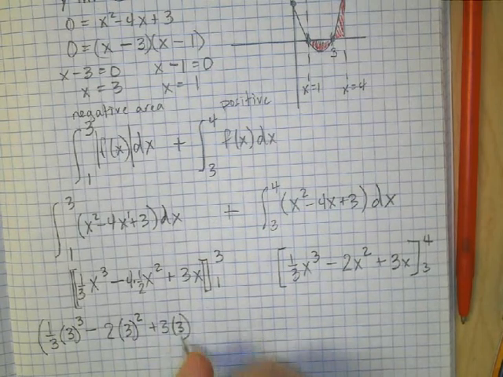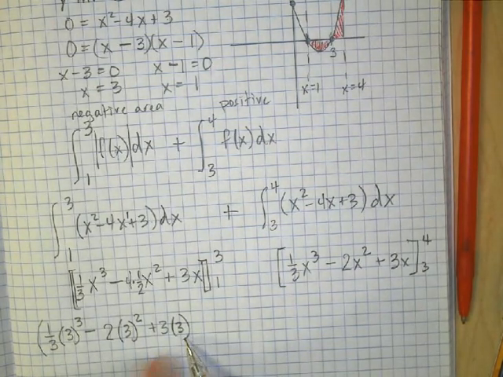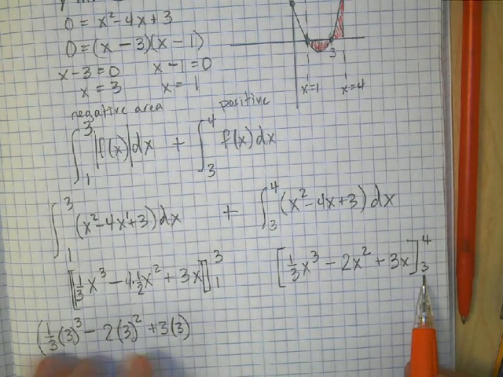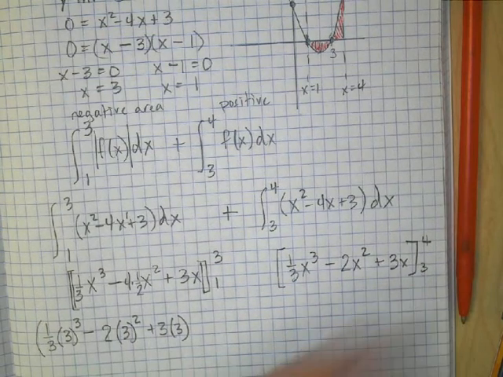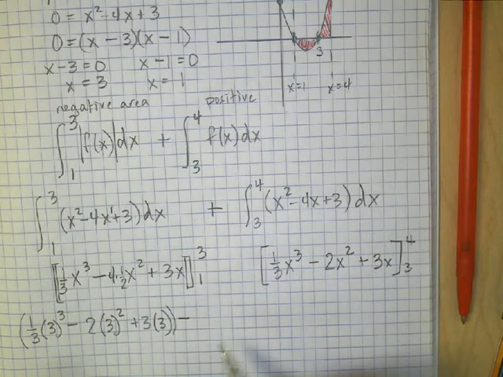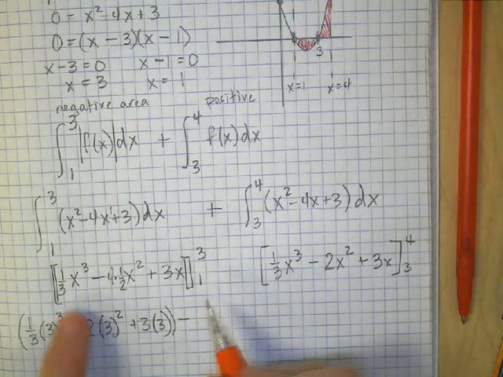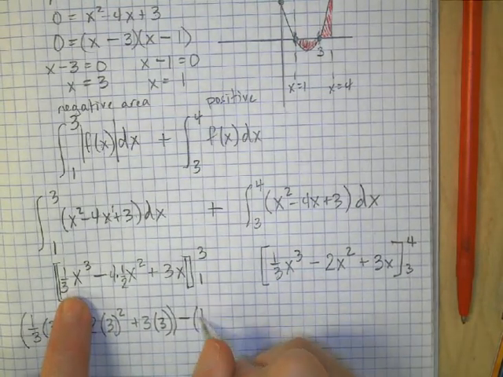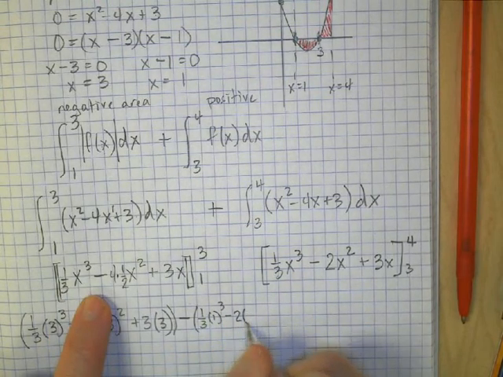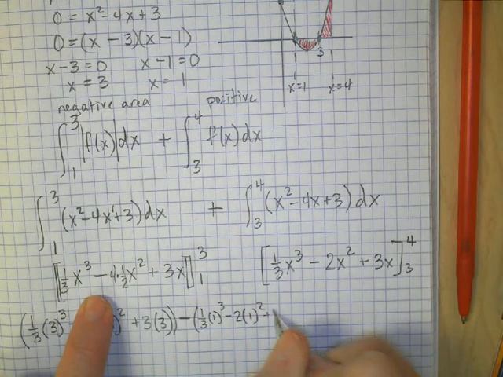Now, I'll show you something interesting. This is going to get repeated over here for the lower boundary. Okay, so once we simplify this, we can just copy this answer over to this side. All right, now we're going to have to subtract from that, and I probably should have been writing smaller. I'm going to take up too much space. So let's start writing smaller. 1/3 times 1 cubed minus 2 times 1 squared plus 3 times 1.